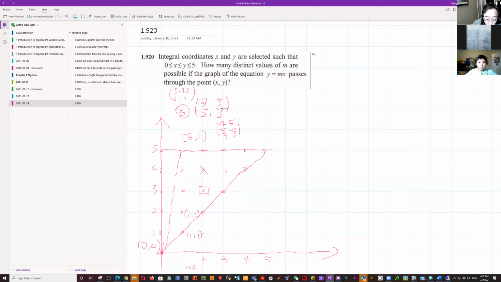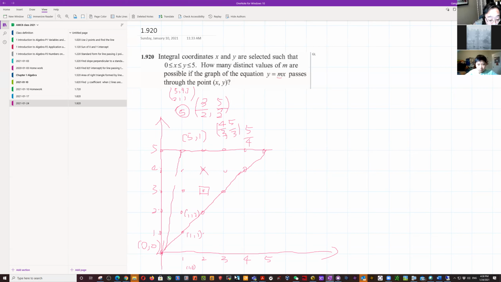Then the last column. This is a duplicate one, we already have slope 1. And this one we basically have a new slope. We run 4, rise 5, so 5 fourths. And the last one is already the slope 1, so we don't have an extra one.